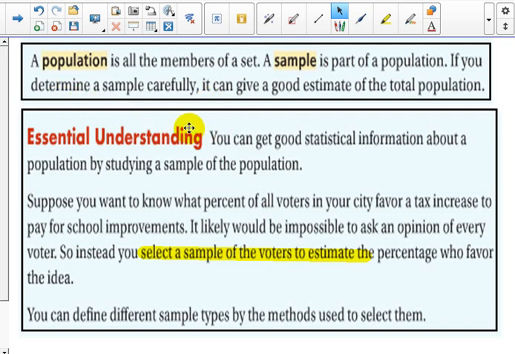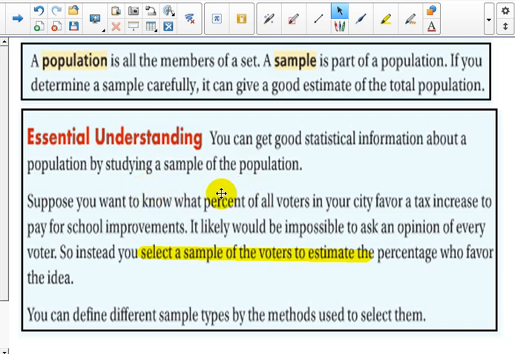Okay, so you could say Oklahoma might be a sample of the U.S. population. Or all the females in the United States is a sample of the United States population. There's so many, it's unlimited as to what we can do. Right? The essential understanding here is you can get good statistical information about a population by studying a sample of the population.